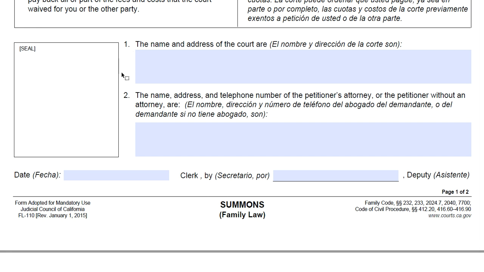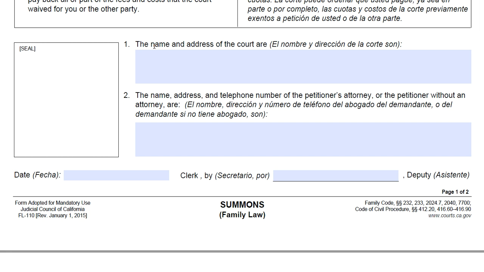Down in paragraph number 1, it asks for the name and address of the court. I'm preparing this from Siskiyou County Superior Court. However, this form is required throughout the state of California. If you are watching this and you are going to file your petition in another court, just make sure that you have the proper name and address for that court.